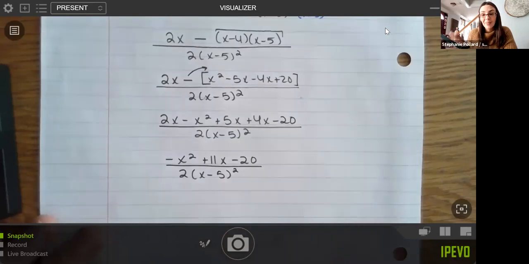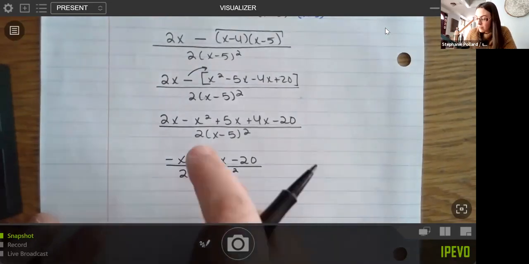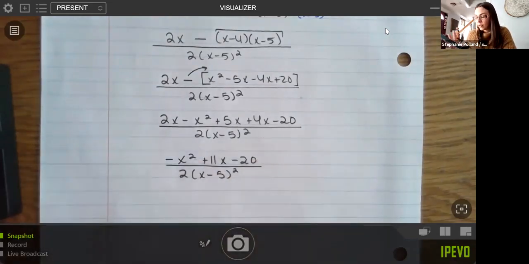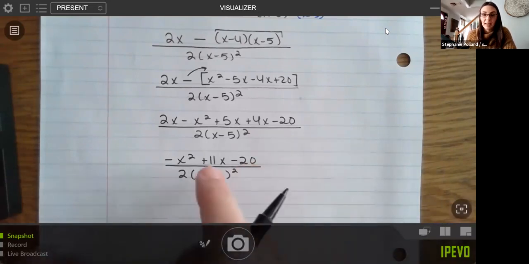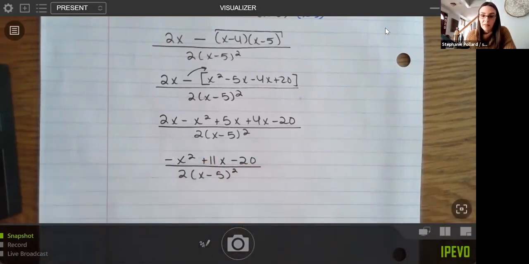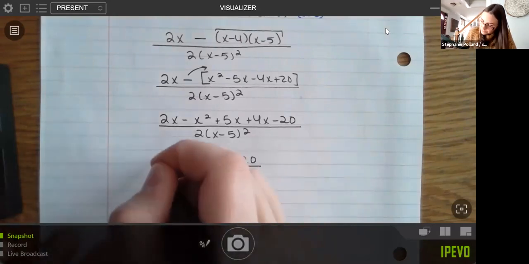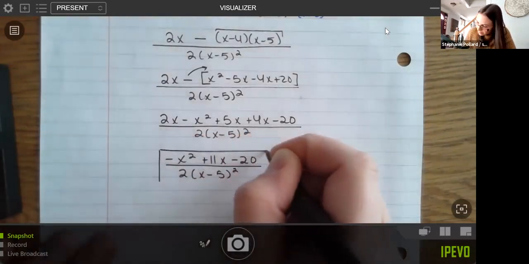All right, finally, everything is cleaned up. I would try to factor my numerator. If I try some different options here, nothing is really going to work. For 20, I'm looking at 1 and 20, 2 and 10, and 4 and 5. There's no way I can see getting an 11 in the middle there. So I can't factor it. There's nothing else I can do here, and this would be my final result.